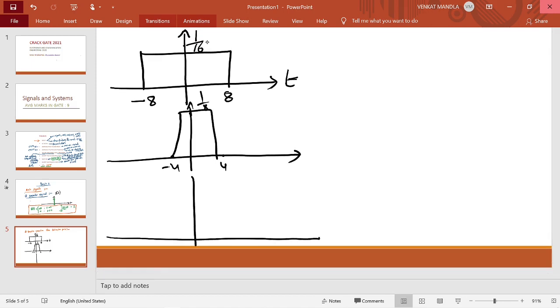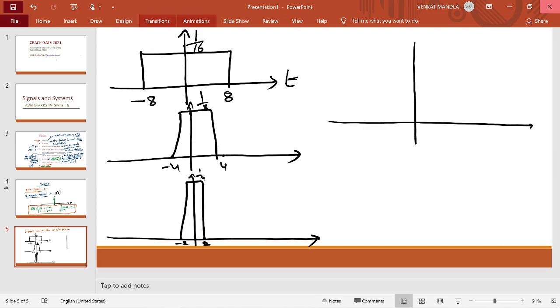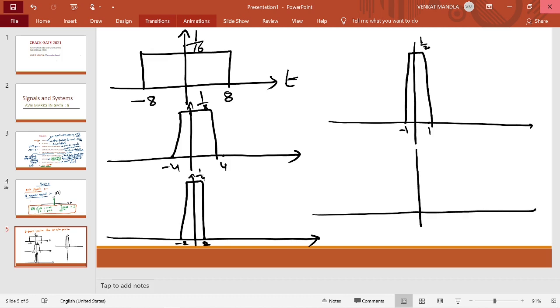Next, I will decrease up to minus 2 to plus 2, which gives 1/4. 1/4 is greater than 1/8. Next, I will decrease this width to minus 1 to plus 1. Minus 1 to plus 1, the width is 2, so the amplitude is 1/2, which is greater than 1/4. And similarly, I will decrease, let us say, minus 1/2 to plus 1/2. This width is 1 and the amplitude increases to 1. And so on.